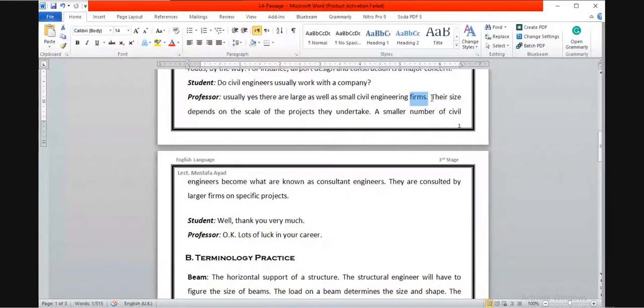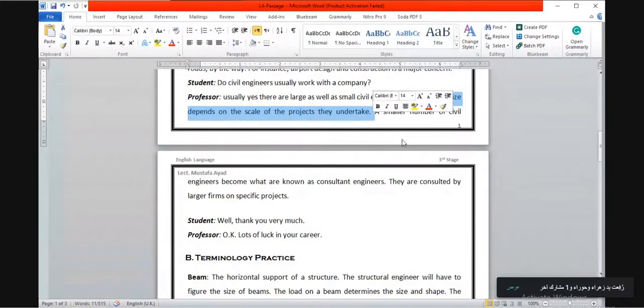Okay, here the professor continues saying, their size depends on the scale of the projects they undertake. Undertake means to carry out or implement, so undertake the project means to carry out the project. So the size of the civil engineering company depends on the scale of the project. If the projects are mega, there are large companies or large firms to deal with. For example, an airport. Airport is a mega project.